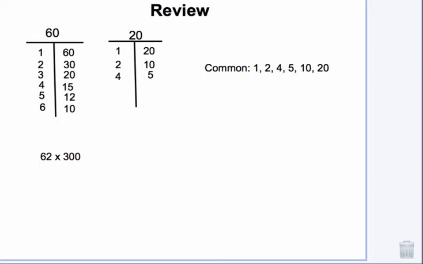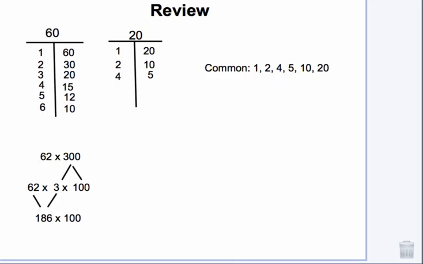Now, the easiest way to do this is to break 300 down into two smaller parts, or factors of each other. 62 times 3 times 100. The 3 times 100 equals the 300. Now the next step that we need to take is we take 62 times 3, and then we take the answer times 100. So let's look.